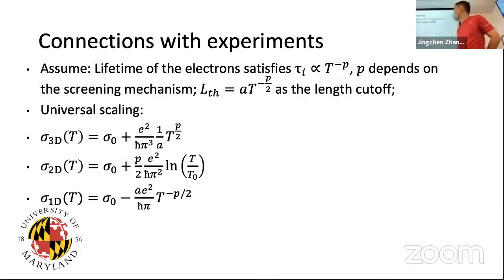Back to the previous one. This one? Okay. Yeah.